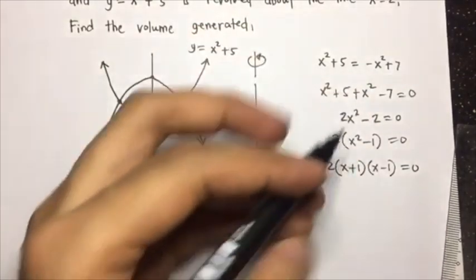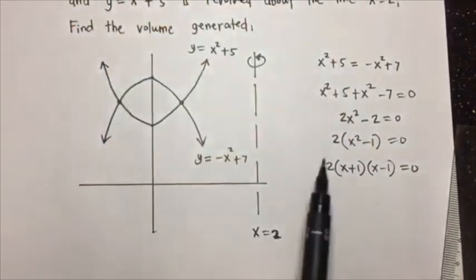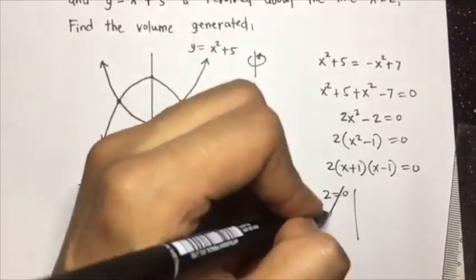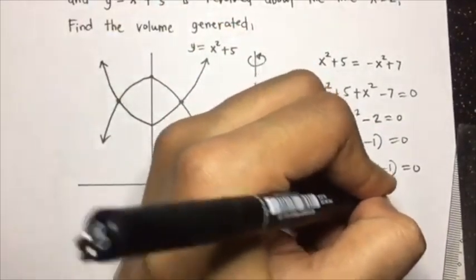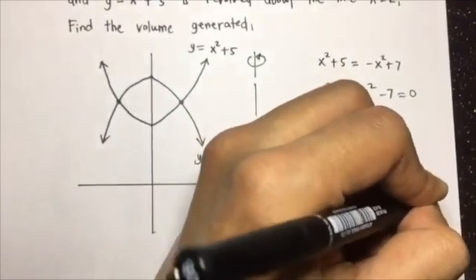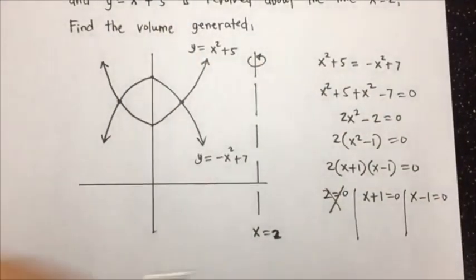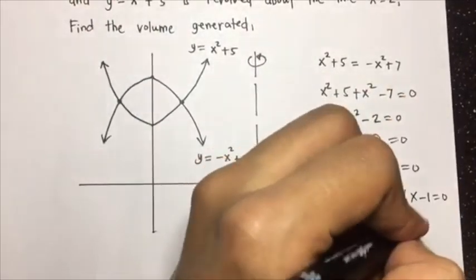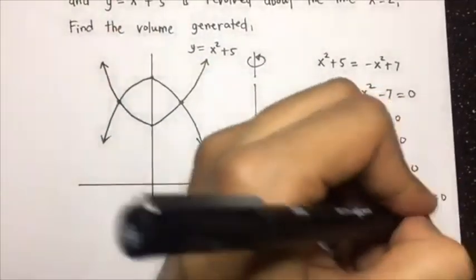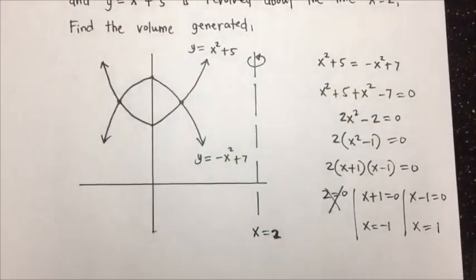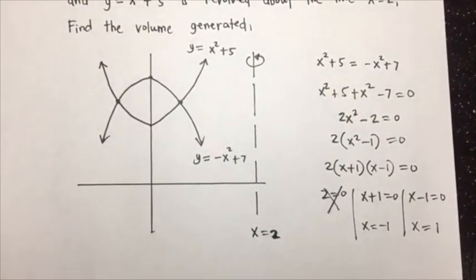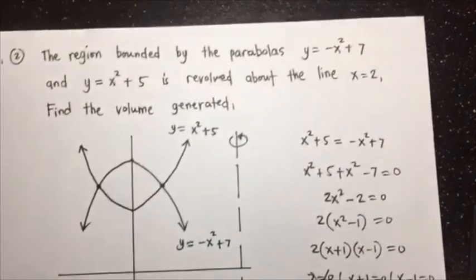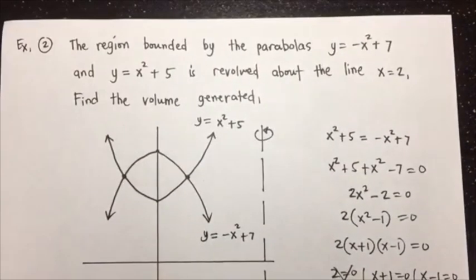Okay, so equating the factors to 0. So 2 is equal to 0 is absurd. And then x plus 1 is equal to 0 and x minus 1 is equal to 0. Therefore we'll have x is equal to negative 1 and x is equal to positive 1. We can solve for y, but I don't think we can use that in this problem. In this problem, we're going to be using the shell method.